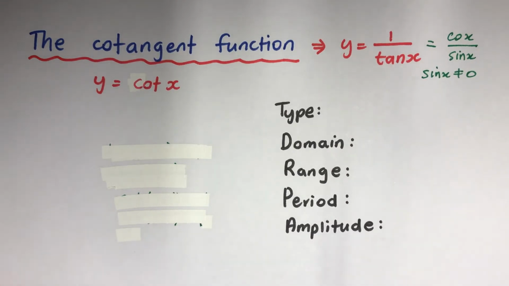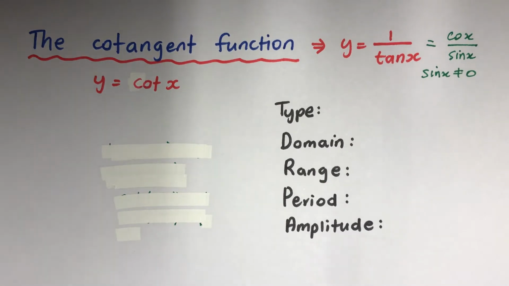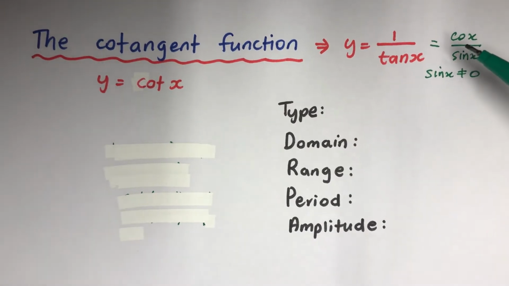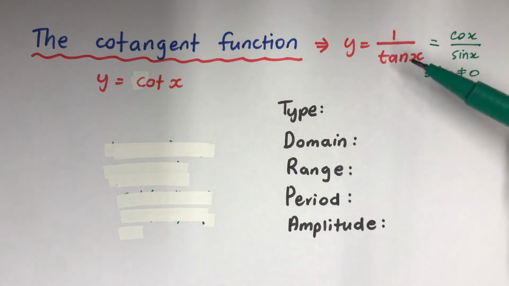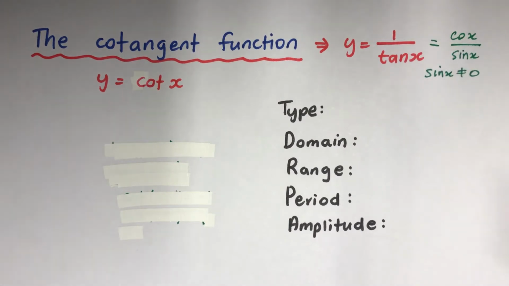Okay, the last reciprocal function of the trig functions is the cotangent function, which we'll call y equals cot x, which is y equals 1 over tan x. Now, that means cos x over sin x, because it'll be 1 over tan x. Tan x is sin x over cos x, and the reciprocal of that is cos x over sin x.